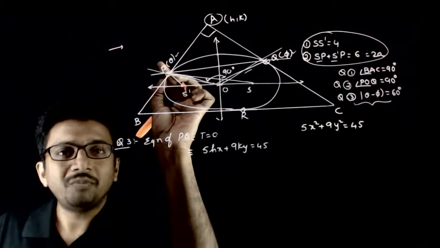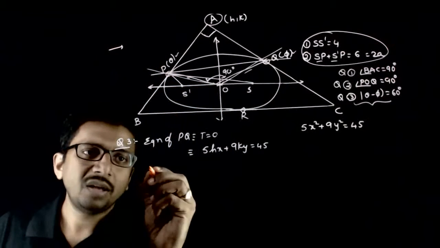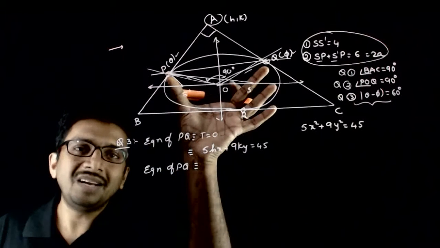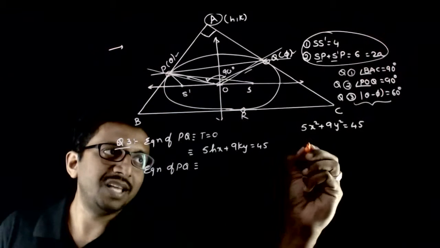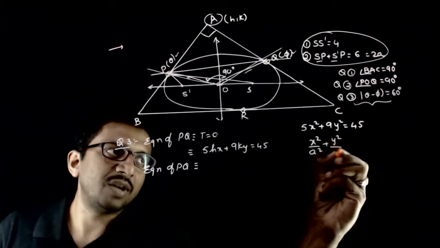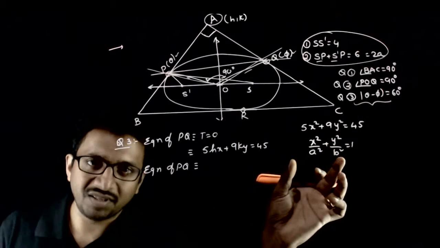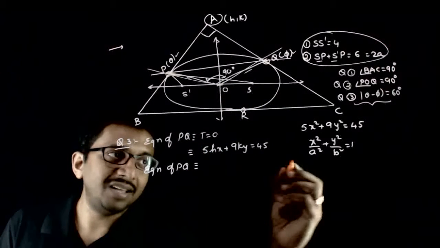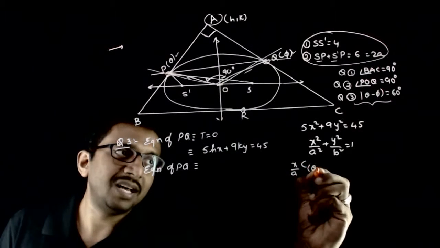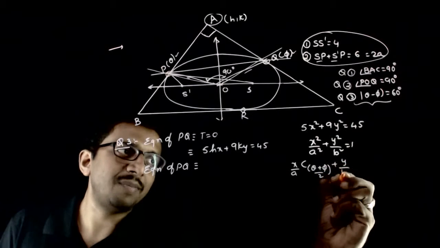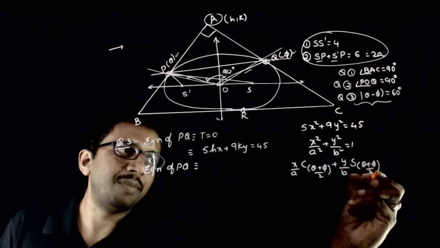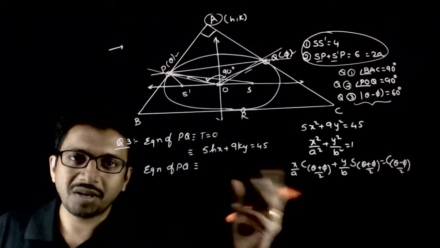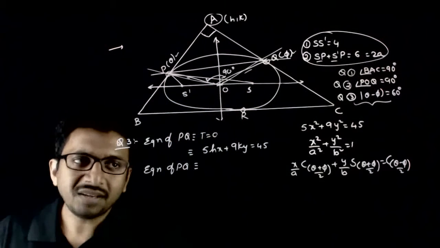Now if I assume the eccentric angles of P as theta and Q as phi, the equation of PQ, if I write it from another viewpoint of theta and phi, if the ellipse is x square by a square plus y square by b square is equal to 1, then the equation of a chord joining P(theta) and Q(phi) is x by a cos of (theta plus phi) by 2 plus y by b sin of (theta plus phi) by 2 is equal to cos of (theta minus phi) by 2. So that's the equation of a chord joining P(theta) and Q(phi).